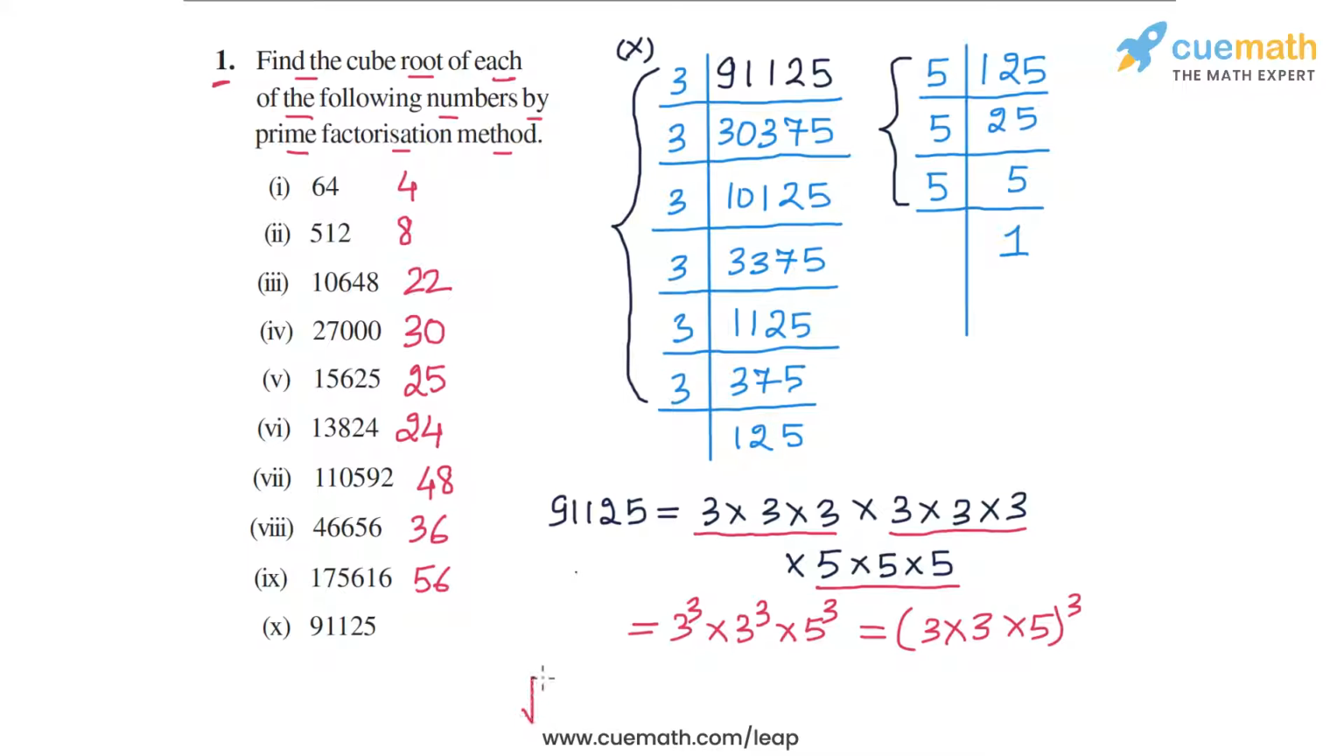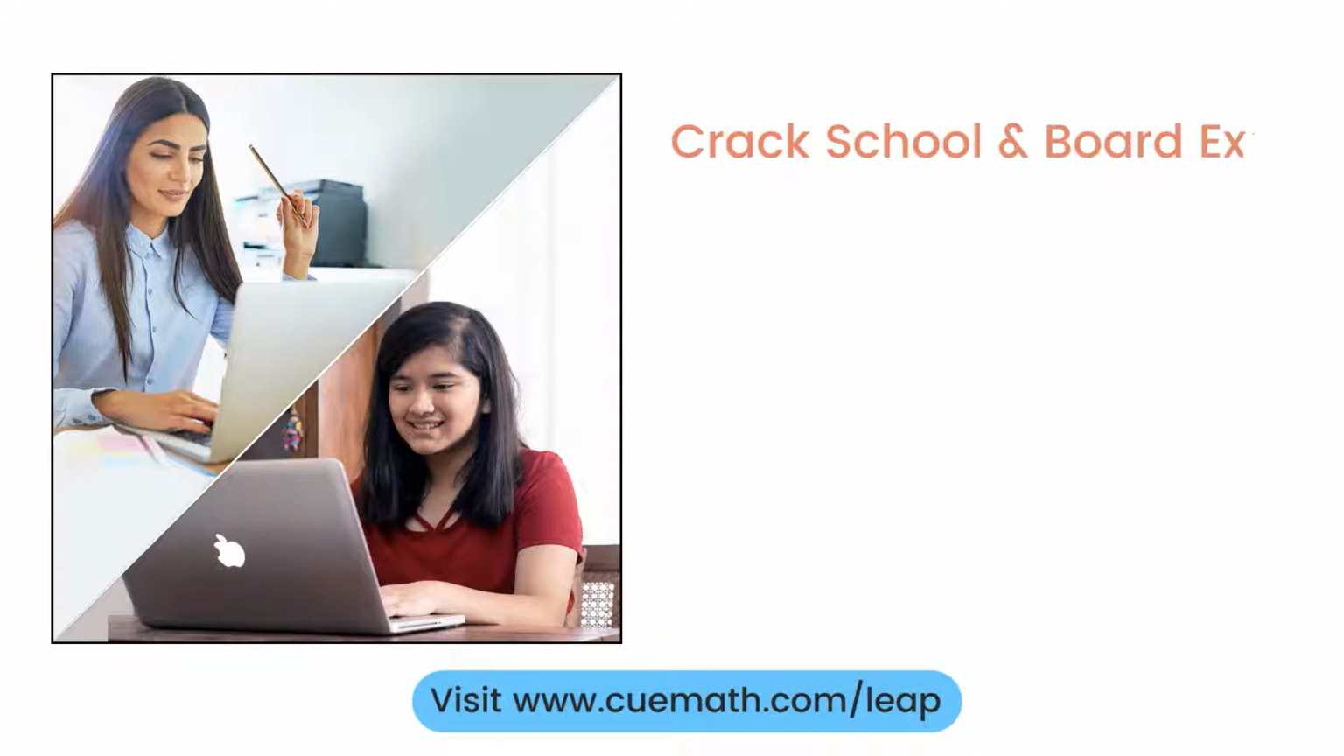And now the cube root is straightforward to write. So the cube root of 91,125 will be this product that we have inside the bracket, which is 3 into 3 into 5, or 9 into 5, or 45.